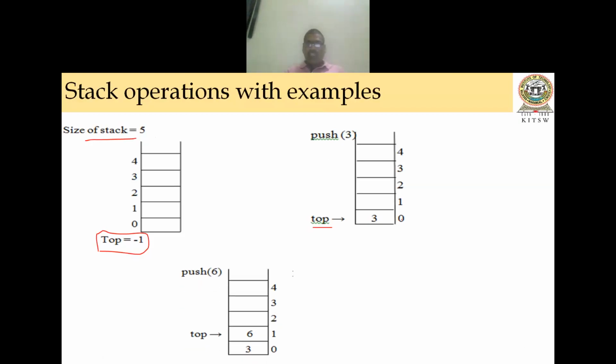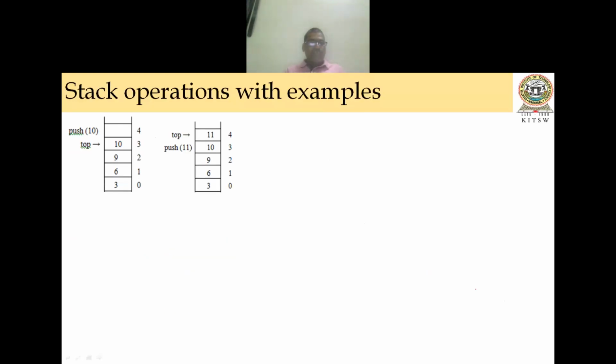So the next operation is push 6. If you call that, now top is incremented to index location 1, and in that you have to insert the new element. If you want to push 9, then you have to increment the top, and in this new top location, that is the second index location, you have to insert 9. So like this, a sequence of push operations: we are pushing these elements 3, 6, 9, then push 10. So now top is at the third index location. Again, if you want to push 11, top is at the fourth index location.